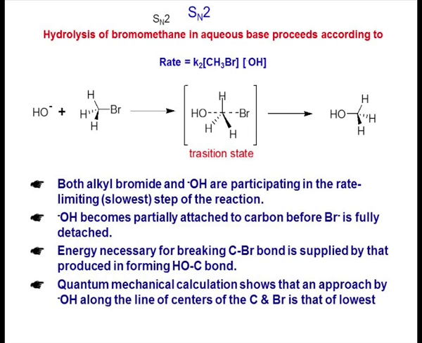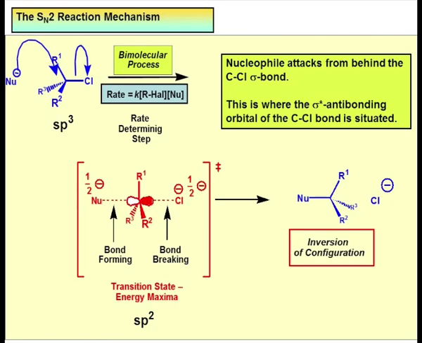Quantum mechanical calculation shows that an approach by OH minus along the line of centers of the carbon bromine bond is of the lowest energy. That is a very important feature for SN2 type reaction. Nucleophile attacks, bimolecular process, rate depends on both the substrate and the nucleophile, and the sp3 hybridized carbon changes in that way. Nucleophile attacks from behind the carbon chlorine bond. This is where the sigma star antibonding orbital of the carbon chlorine bond is situated. This is a very important feature.